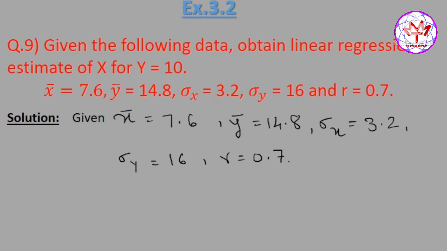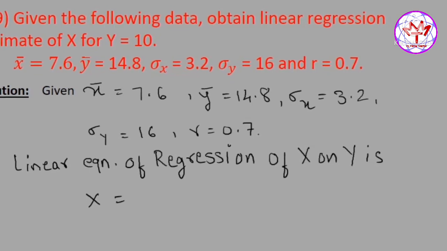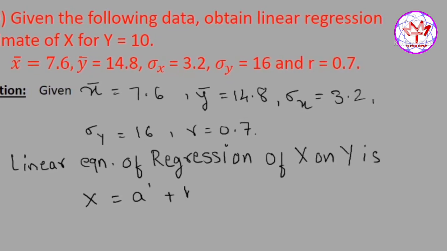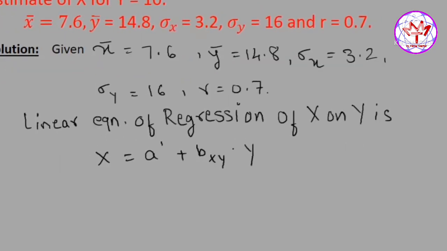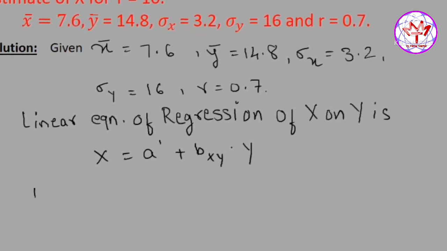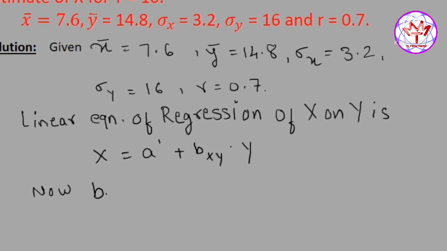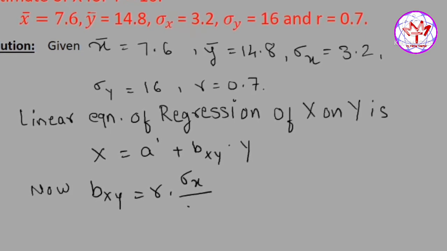Now students, you can see over here we have to find the value of x for y is equal to 10. That means we have to find the equation of linear regression of x on y, which is given as x is equal to a dash plus bxy into y. Now we need to first find bxy and a dash. So let's find bxy. bxy is equal to r into sigma x upon sigma y.